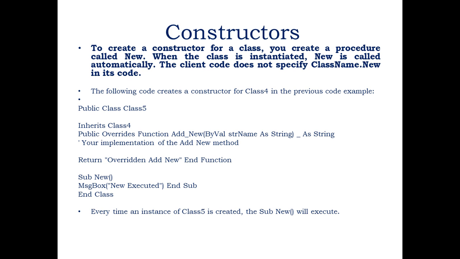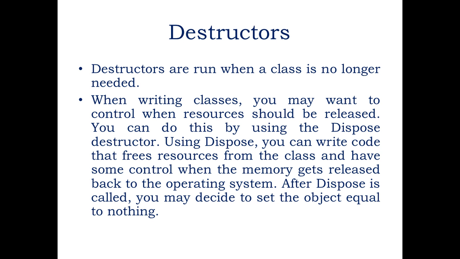Constructors. To create a constructor for a class, you create a procedure called New. When the class is instantiated, New is called automatically. The client code does not specify the class name dot New in its code. So this code is an example for Public Class 5 and Class 4, with the AddNew method overridden, and the constructor is executed when Class 5 is created.